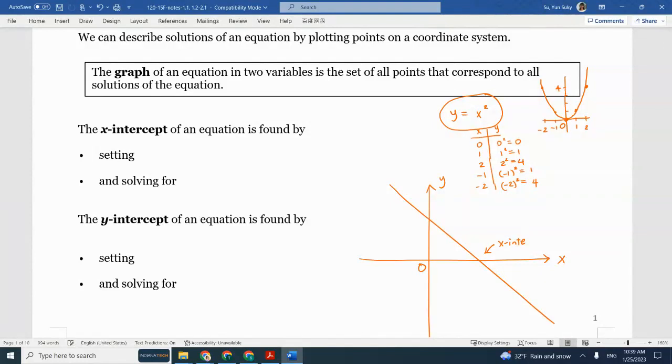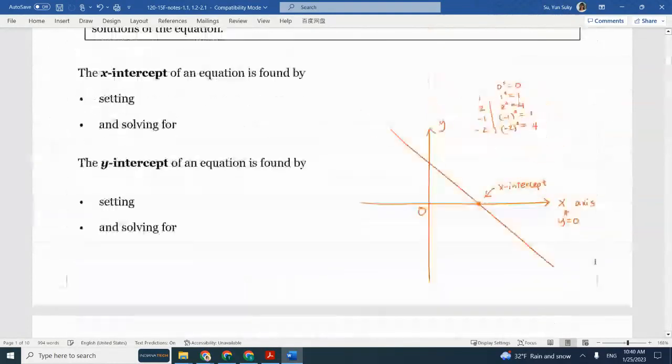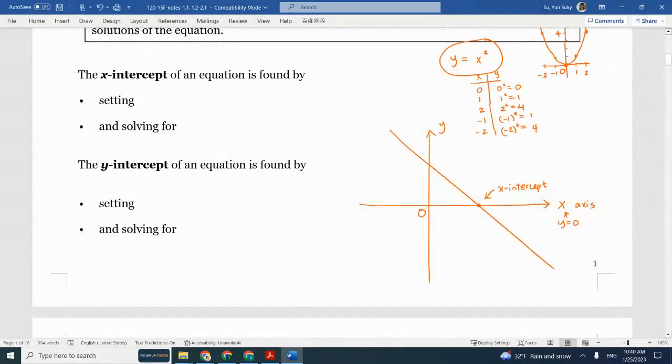Well, what is special about it? Well, the x-intercept is on the x-axis. On the x-axis, do you know that the y-coordinate is 0? The x-axis is like a horizontal line. The y-coordinate is 0. So to find the x-intercept, we set y equal to 0, and we want to solve for x.